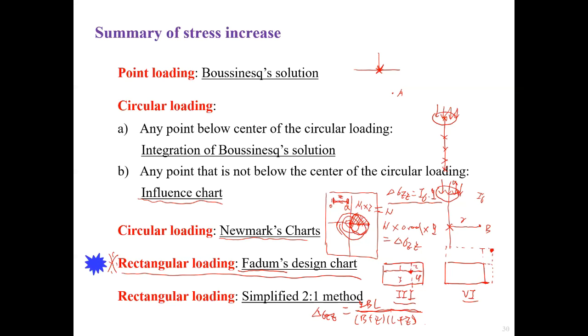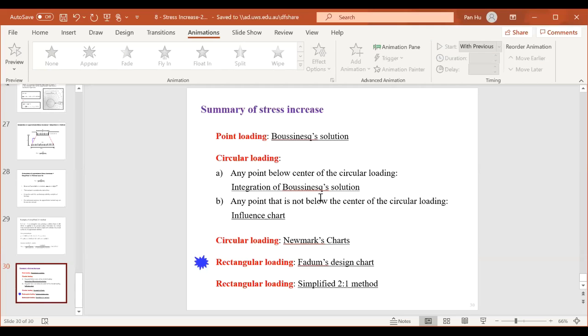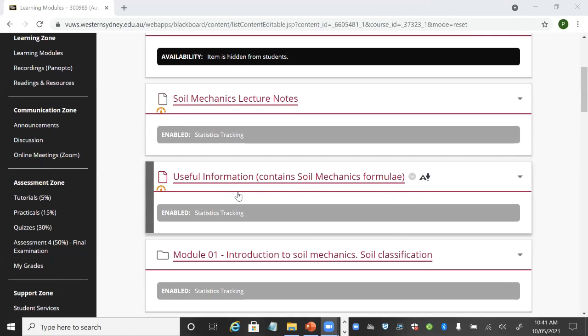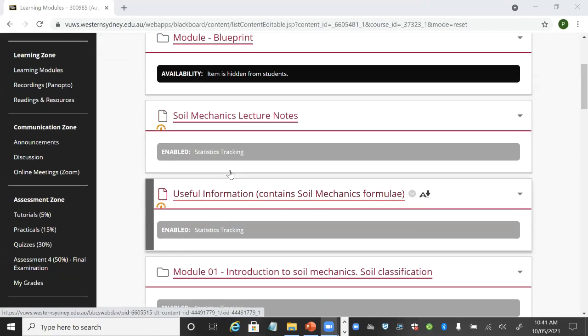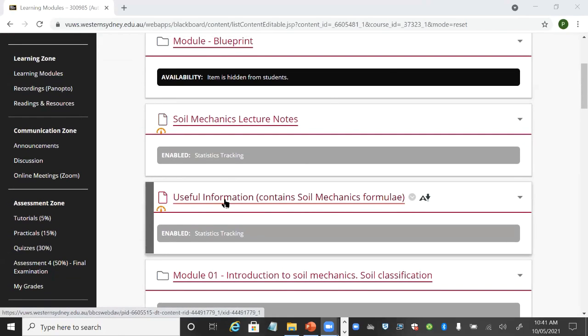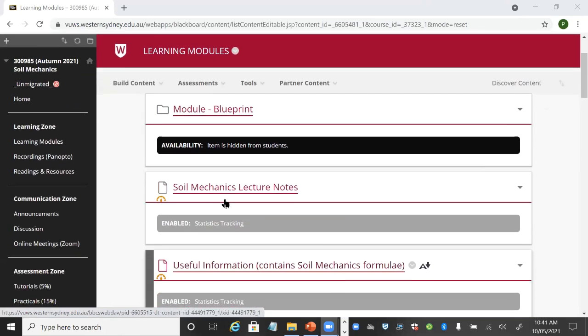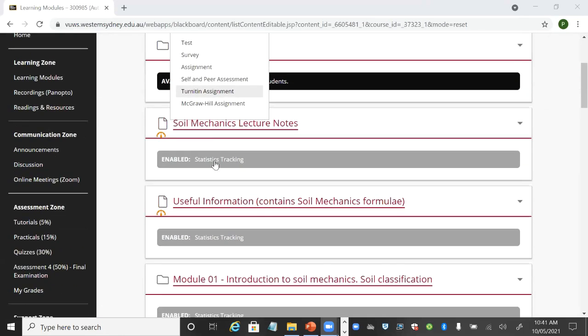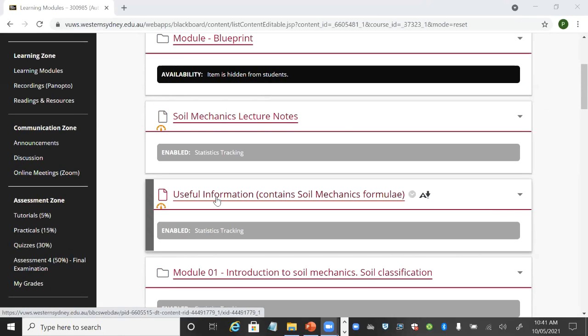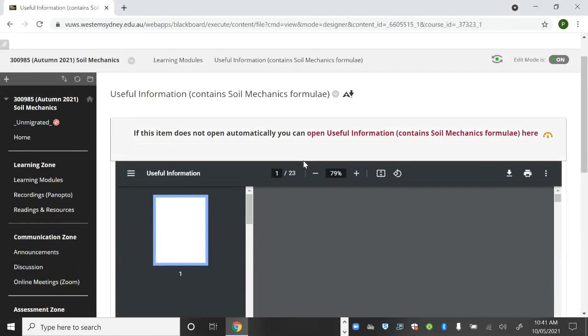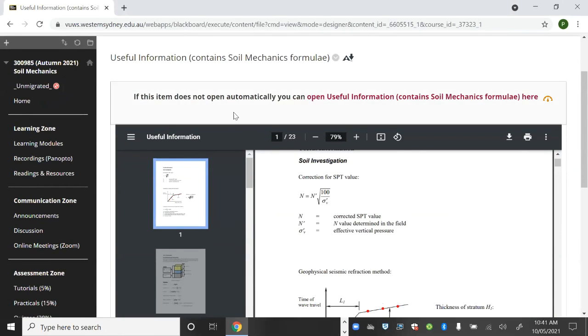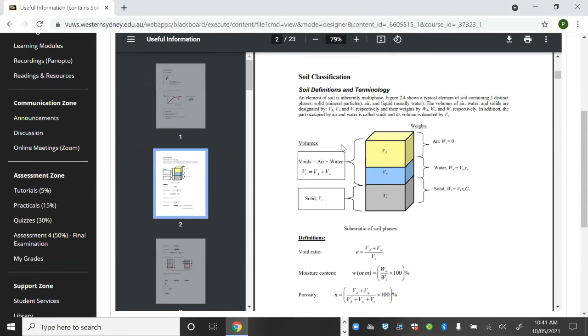By now, I would like to take a chance to find the Fadum design chart that you are going to use for your calculation. Let me see whether the browser works. Can you see the screen now? Yes, working. In the view set, you have useful information in the learning module section. It contains all the formulas you are going to use, for either the quiz or final exam. That's a summary I already created for you.